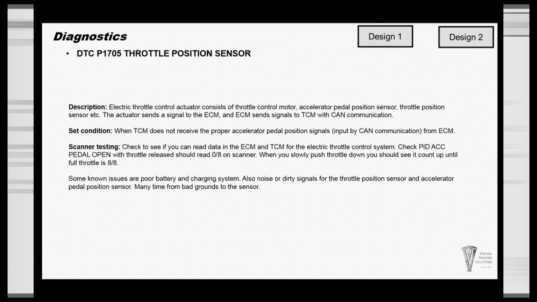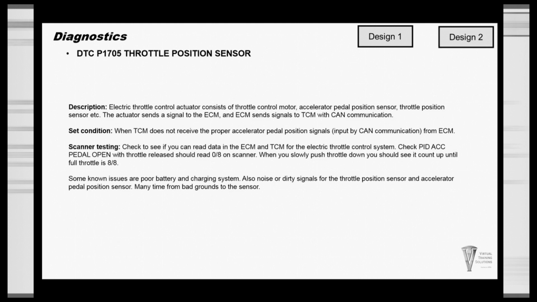P1705 throttle position sensor. So we're talking about the electronic throttle control actuator, the throttle control motor, and the accelerator pedal positions. Basically, this system works all together from the ECM, TCM, and CAN bus. So when the TCM does not receive the proper accelerator pedal position signal from the ECM over the CAN bus system, it's going to set this code.